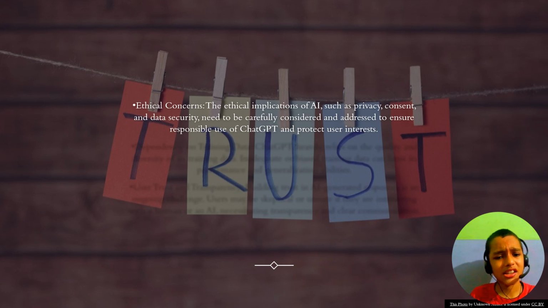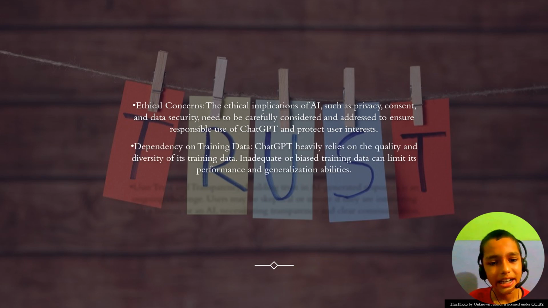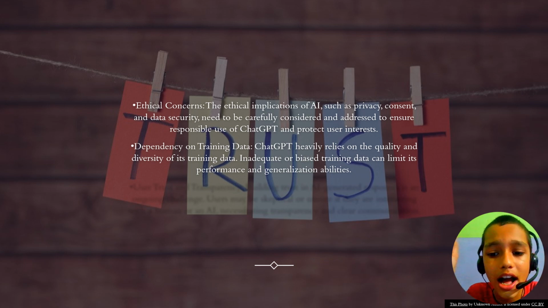Now the fourth point is ethical concerns. ChatGPT is using AI, so things like privacy, consent, and data security need to be taken seriously. That's why you shouldn't share personal information with ChatGPT, otherwise the data might be leaked. Next, dependence on training data. ChatGPT has its data limited to its training. Anything beyond training, ChatGPT will not take, and it will say, I surrender.